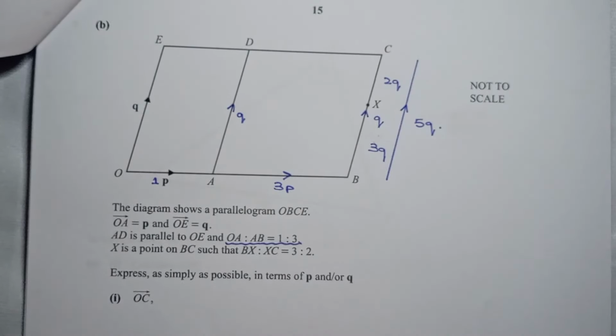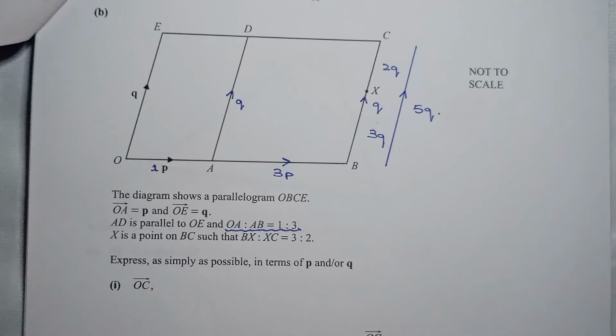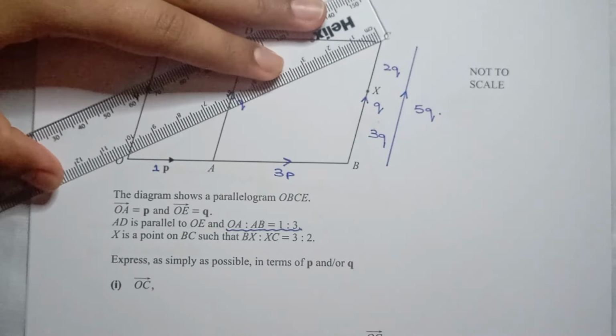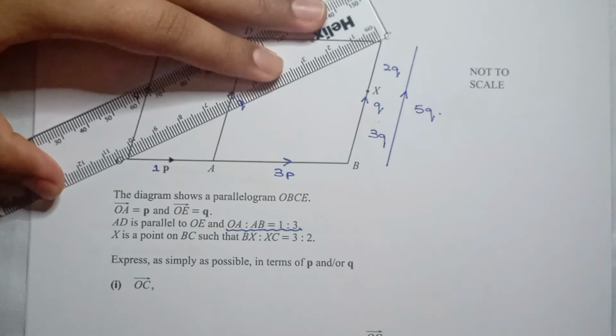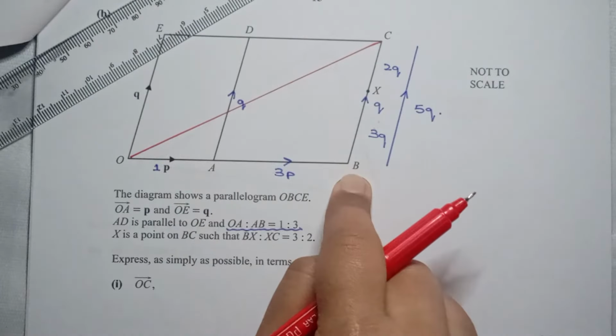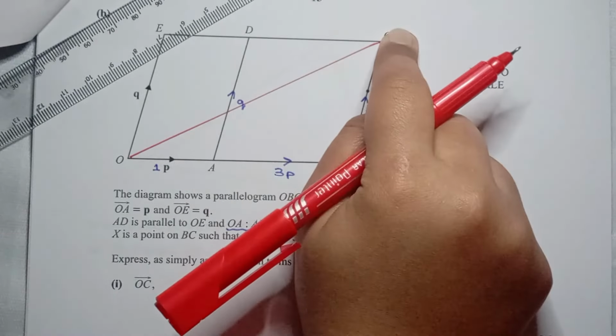Express as simply as possible in terms of P and/or Q the first one, OC. So where is OC? First we need to draw OC. Let me draw the line O to C. So O to C follows a path O to B and then B to C, right?